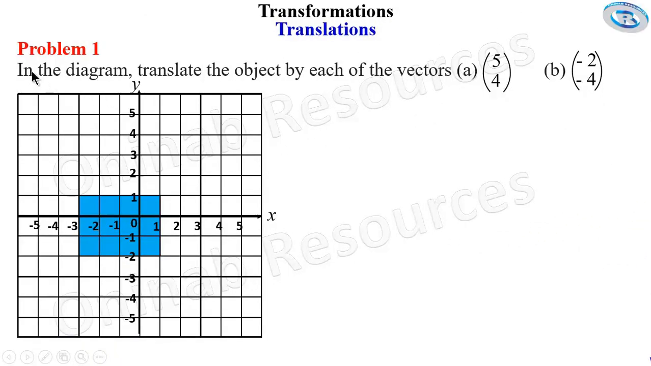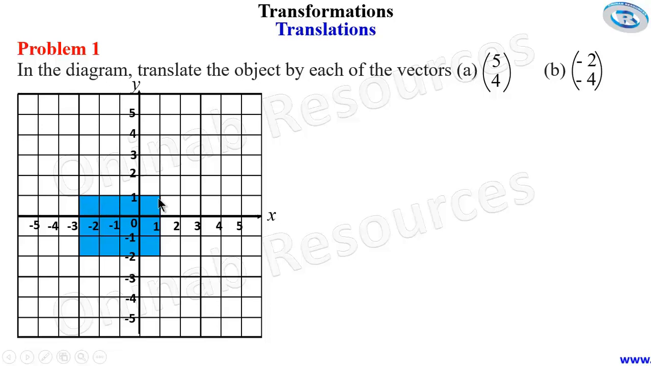Problem 1. In the diagram, translate the object by each of the vectors A (5, 4), B (-2, -4). Remember, this is the x component and this is the y component. The x component, the y component, the horizontal distance and the vertical distance to be moved. Then we translate the object.